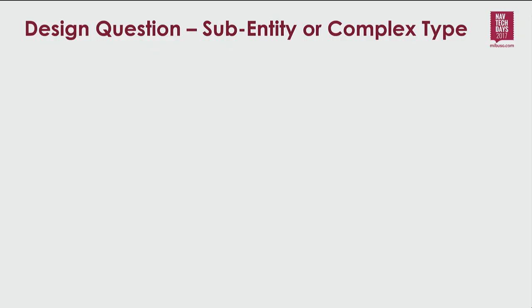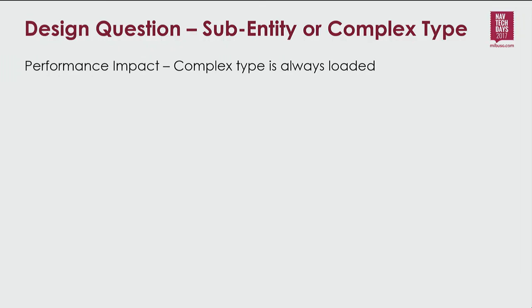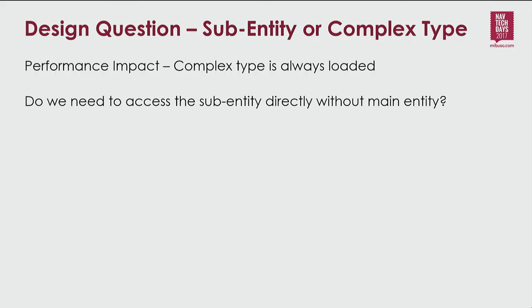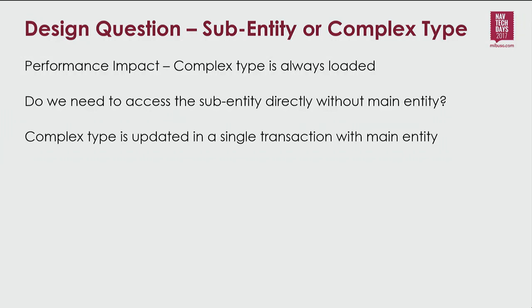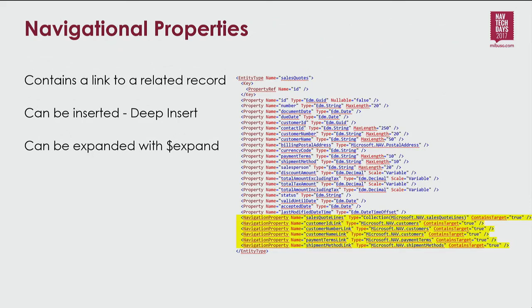Now, for a design question, which is constantly arising: when should you use the sub-entity and when the complex type? There is a performance impact when you're using complex types because they're always loaded. You cannot easily exclude them from the response. Sub-entities can be accessed directly if needed, so you can just navigate to the sub-entity without accessing the main entity. But the complex type cannot, because it just lives on the main entity itself. Now, a complex type is updated in a single transaction, so if something fails, we will roll back the transaction, while for the entities, you need to do a different request if you would like to patch it.